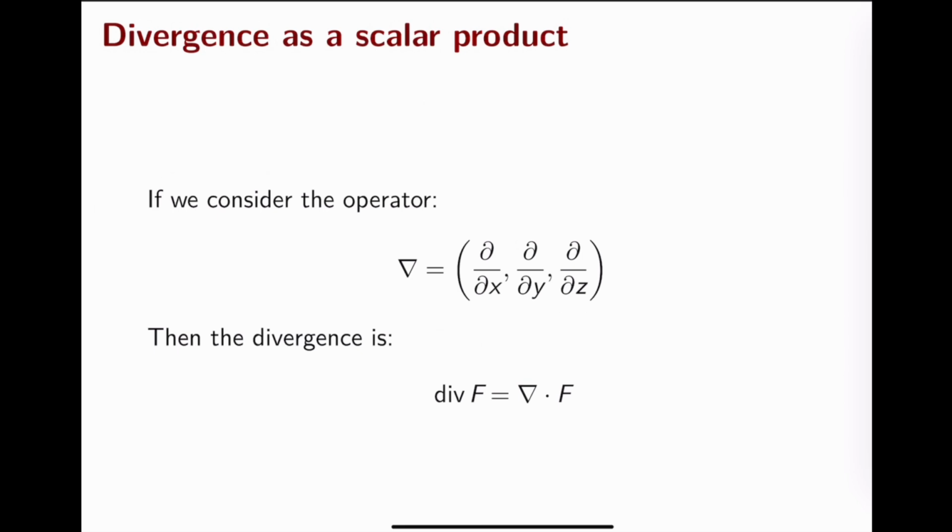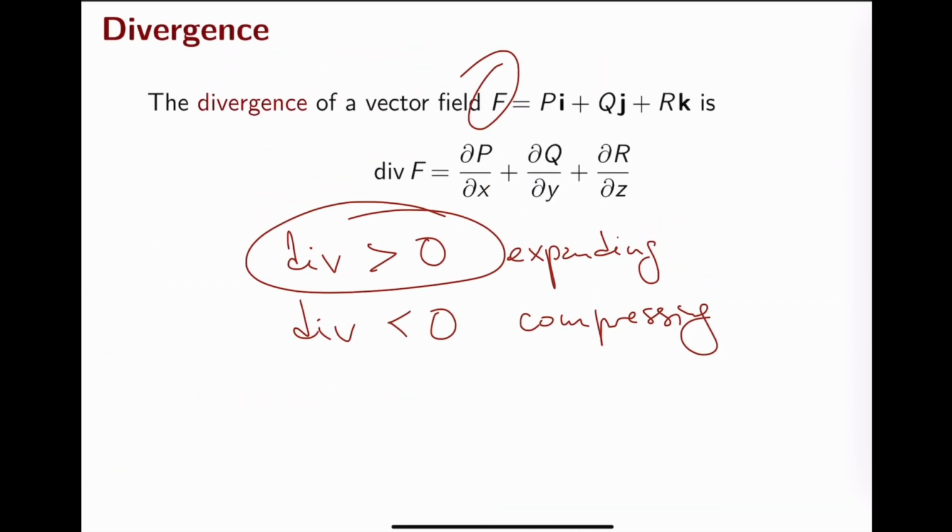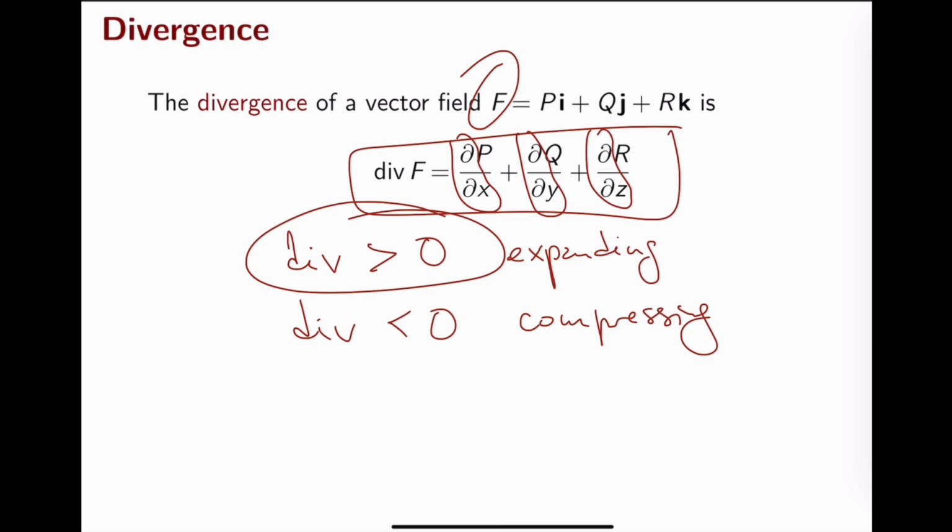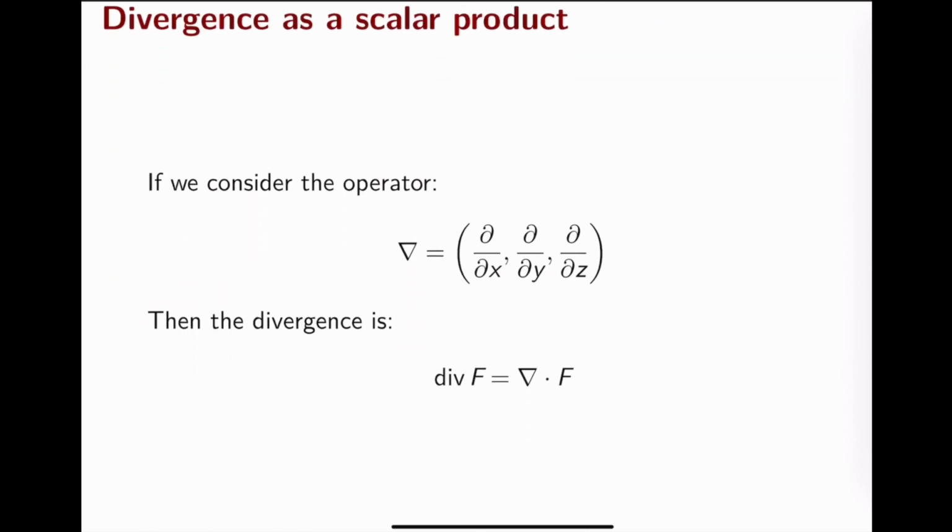So we can consider that the formula that we were given before is just the dot product of this operator times P, Q, R, right? That are the components of the vector field. And if we remember this as a dot product, we could remember also that the result of the divergence is a scalar. It's not a vector, but a scalar.